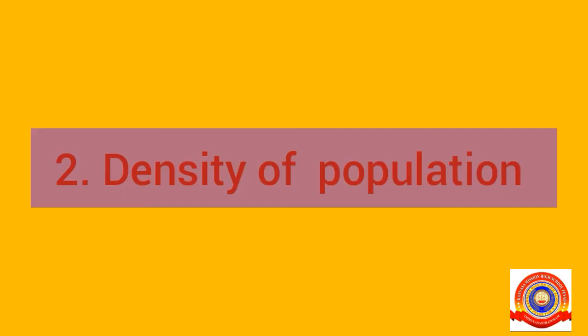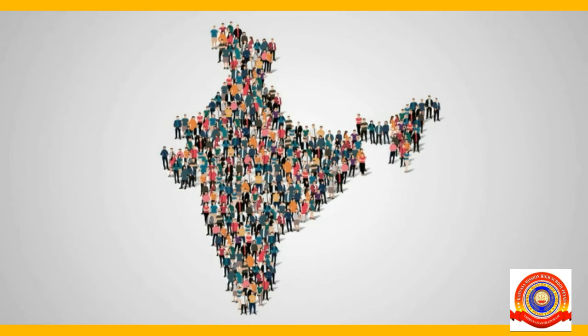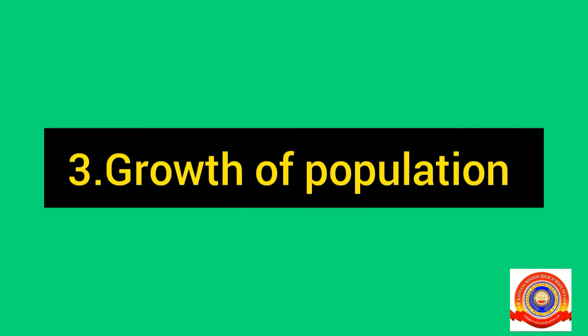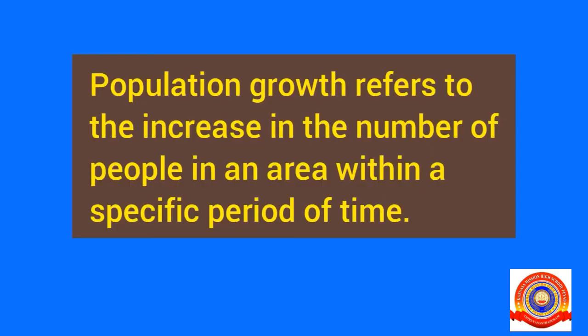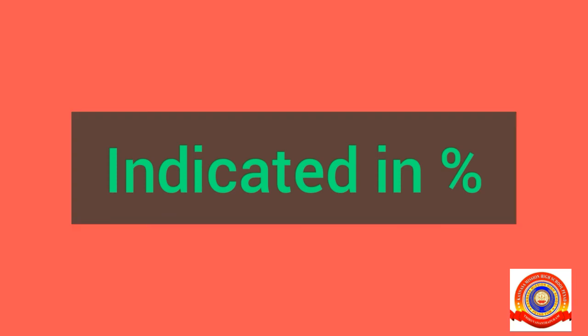Next quantitative aspect is density of population. Density of population refers to the number of people per square kilometer area. This differs in various states in India. Next one is growth of population. Population growth refers to the increase in the number of people in an area within a specific period of time. It is indicated in terms of percentage.